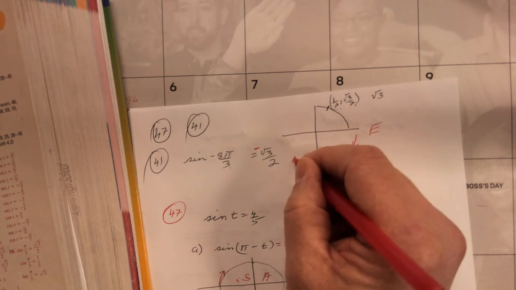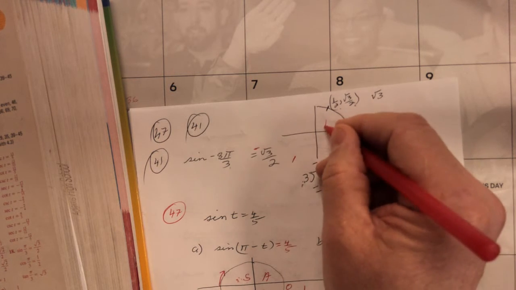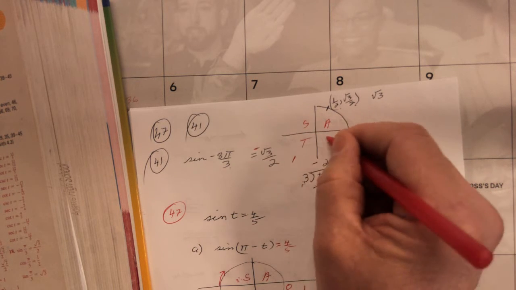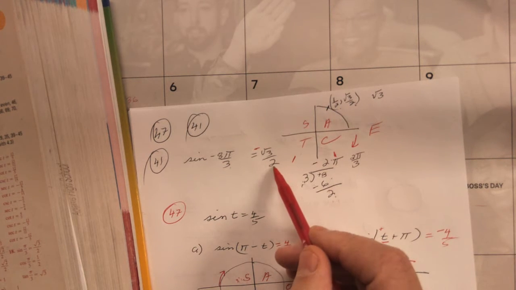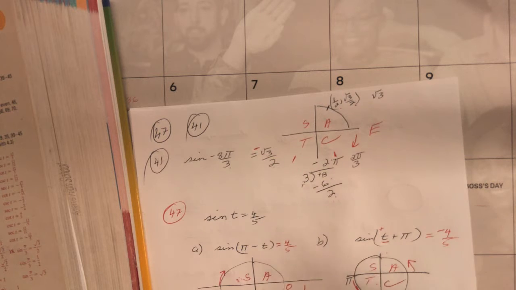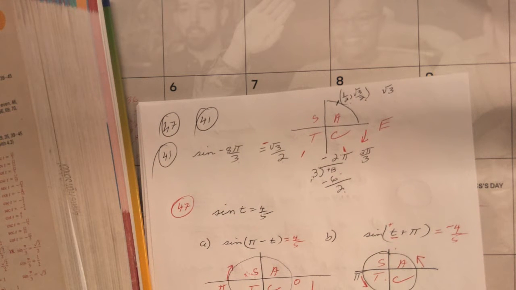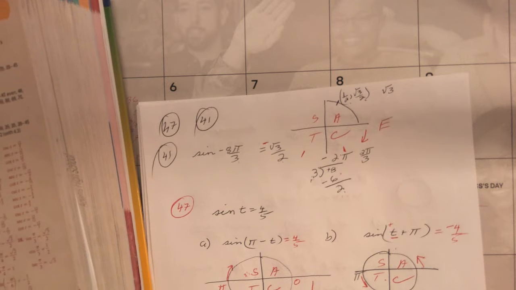This is negative 2 pi over 3 here. And I know the phrase all students take calculus. I know the answer is root 3 over 2, so I know it's got to be negative. So that's what I'm doing there. It's just knowing where you are on the circle.